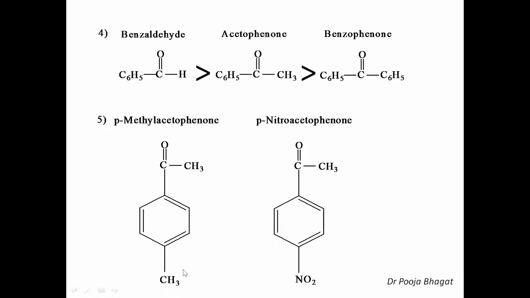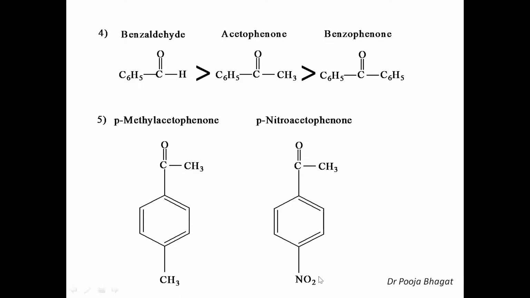Methyl group is electron releasing group. Here it is electron releasing because of the hyperconjugation. Whenever the methyl group is attached to a benzene ring, it shows hyperconjugation. So this methyl group by hyperconjugation releases the electrons. Since it releases the electrons, benzene ring is electron rich, which in turn releases the electron towards the carbon by the resonance, and therefore the partial positive charge is reduced.